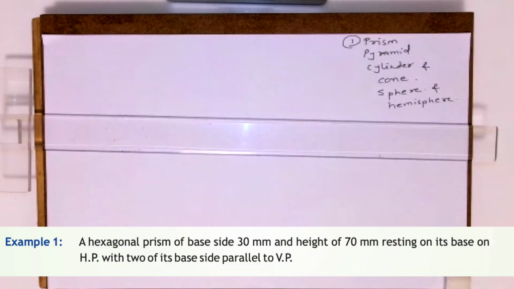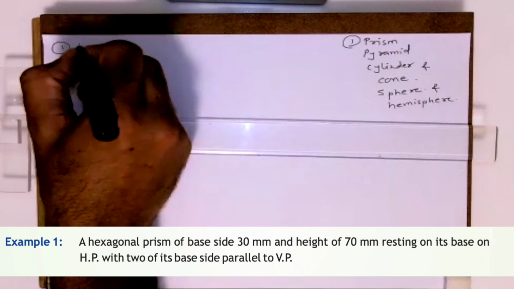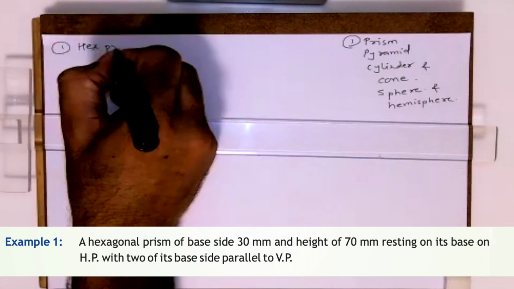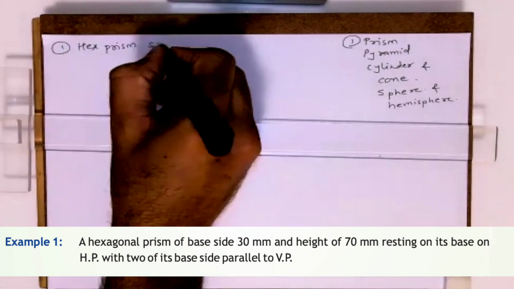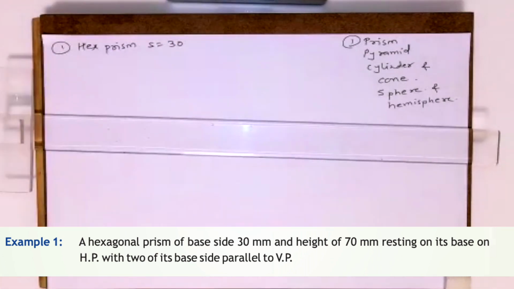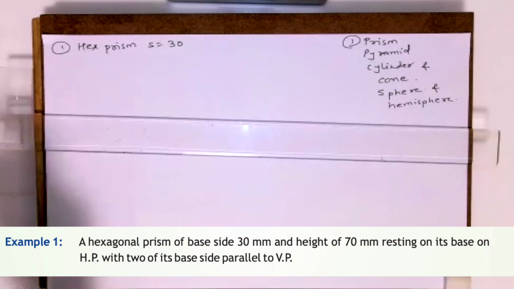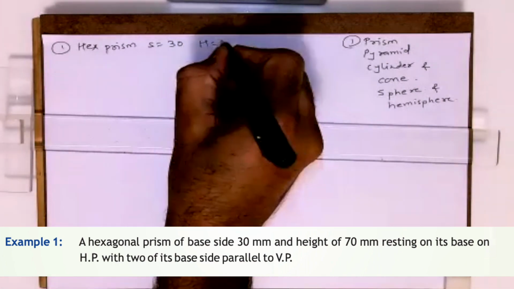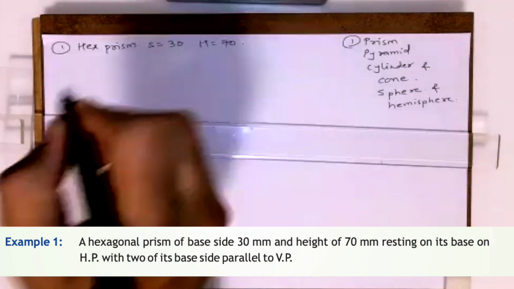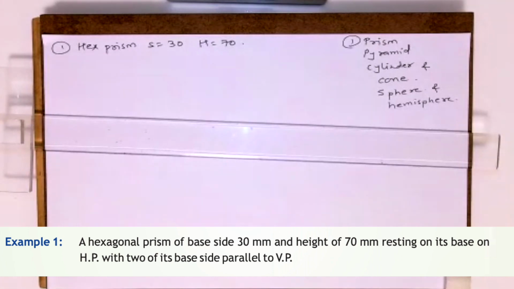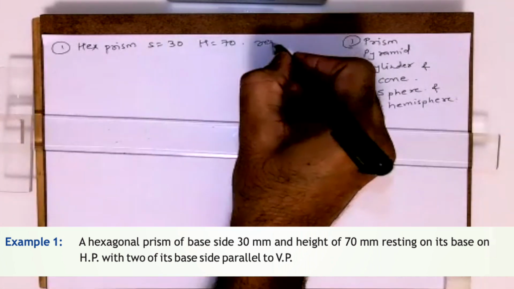Now what they've given, a hexagonal prism. So I'll just read out the sum. So they have said a hexagonal prism of side 30 mm. First sum, hexagonal prism. Side is how much? 30. Hexagonal prism of side 30 and height 70 is resting on its base on HP. Resting on HP.